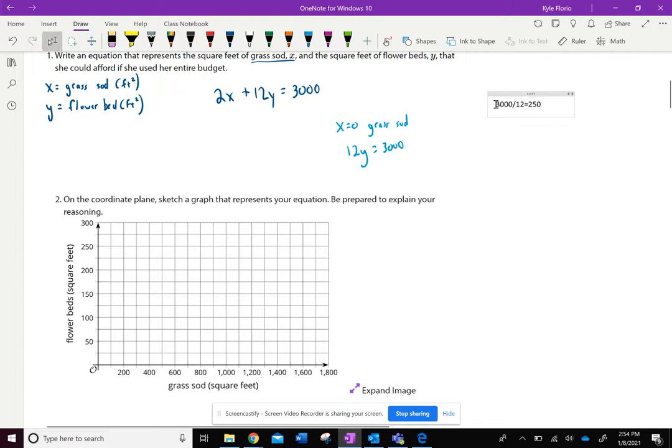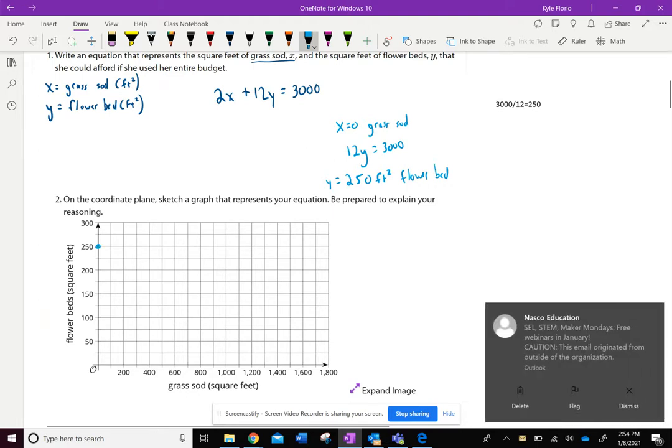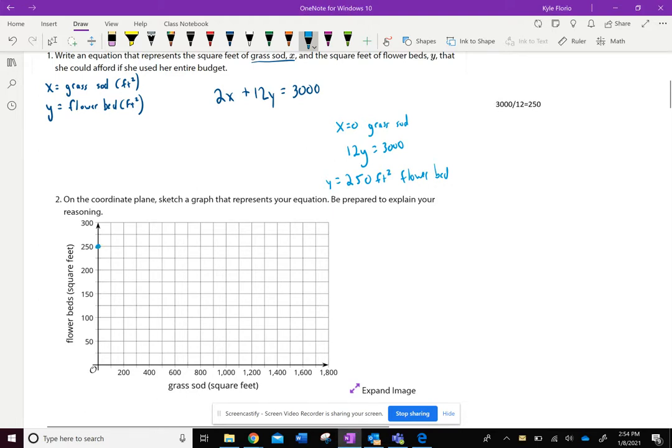If I buy 0 square feet of grass sod, I could have 250 square feet of flower bed. How does that help me graph? Because if I buy 0 sod, that means I could buy 250 square feet of flower beds. So that gives me 1 point, and I can just do the same thing if I buy 0 flower beds, 0 square feet of flower beds.